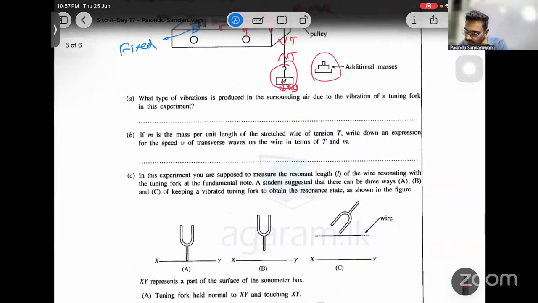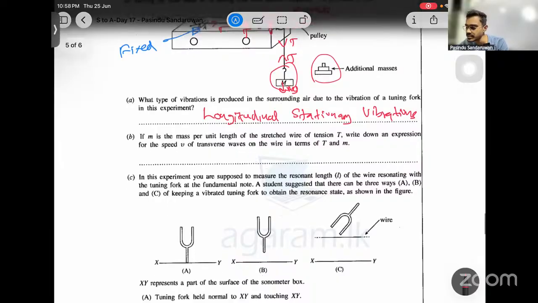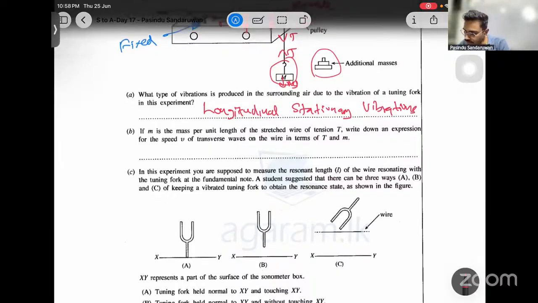First one: what type of vibrations is produced in the surrounding air due to the vibration of the tuning fork in the experiment? They are longitudinal stationary waves. Longitudinal stationary vibrations, in the air medium.